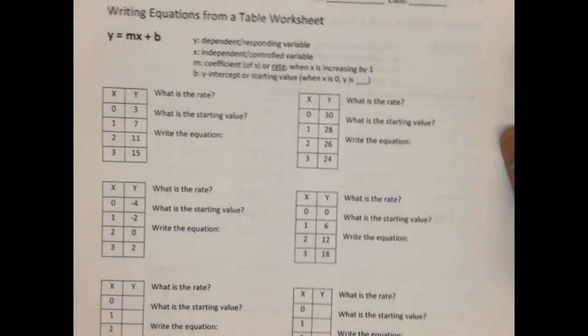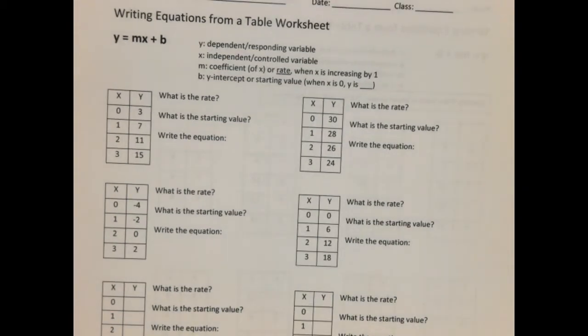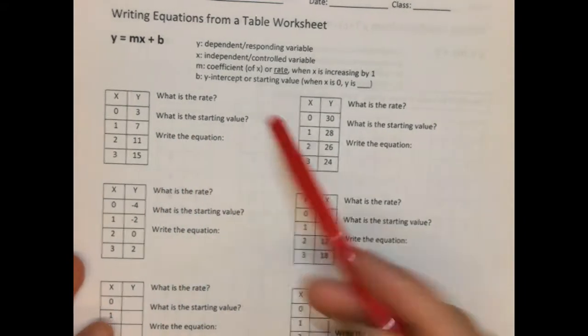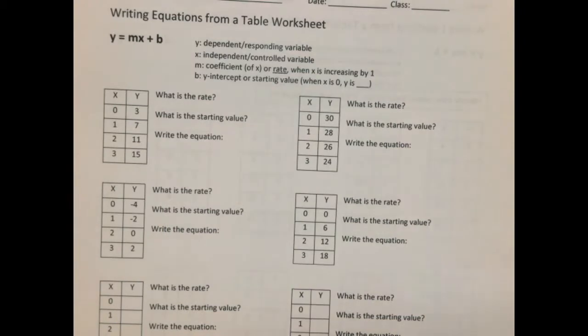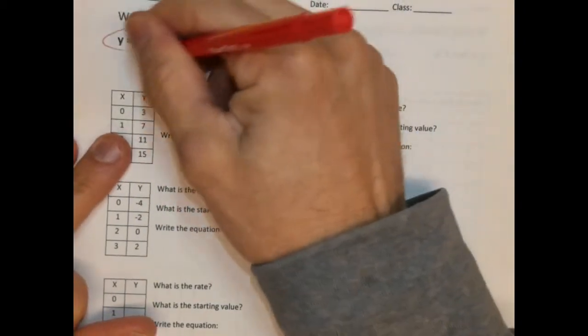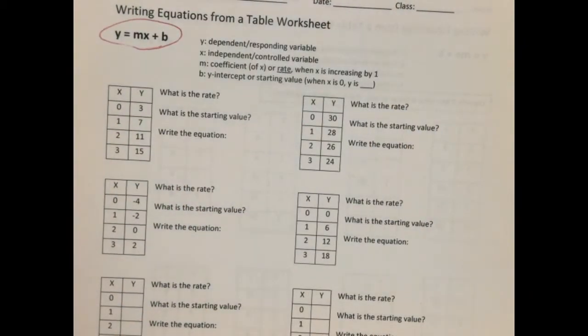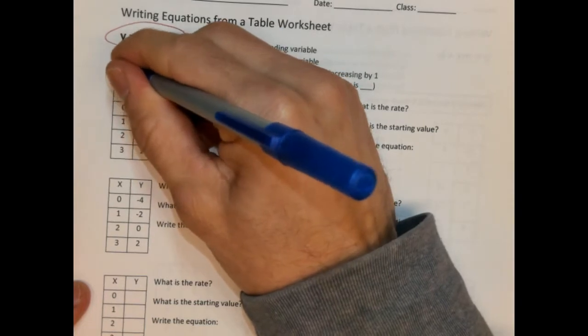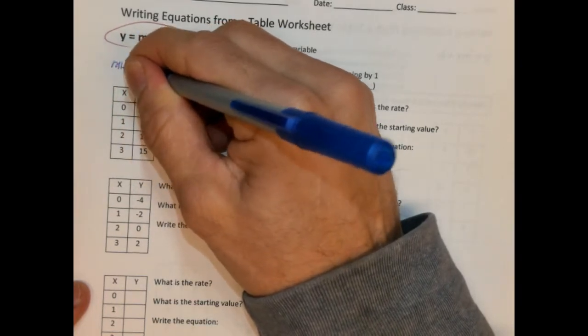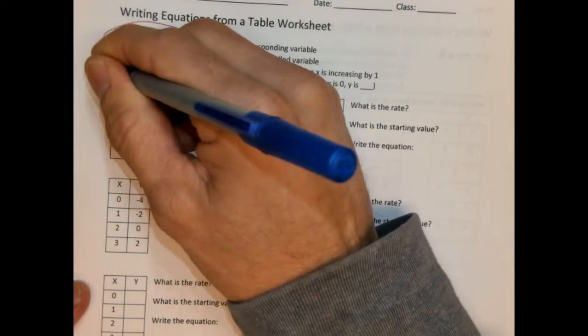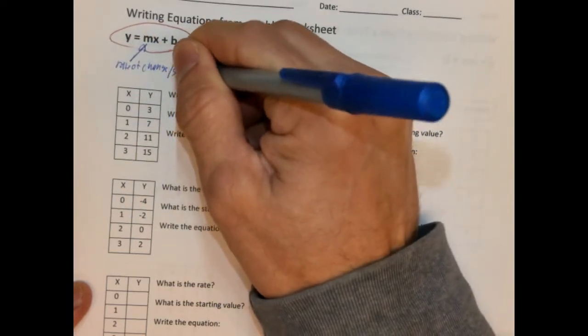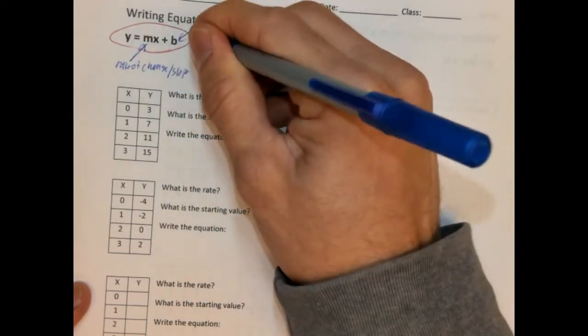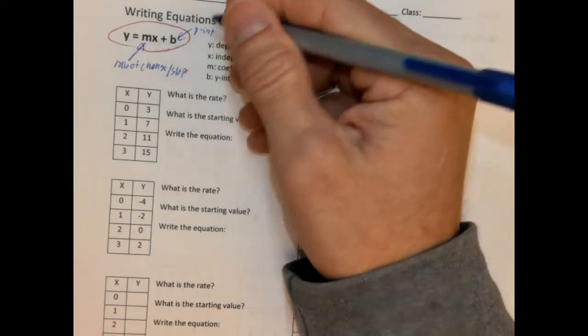Hey everybody, today we're going to talk about how to write equations from a table. We have a table here and some questions we're going to answer, and we're going to start with the presumption that we all know what this is. That's the linear equation formula, the slope-intercept form. The slope, which is also known as the rate of change, is represented by m. And then this is our y-intercept. In this case, this is going to be considered our starting point.